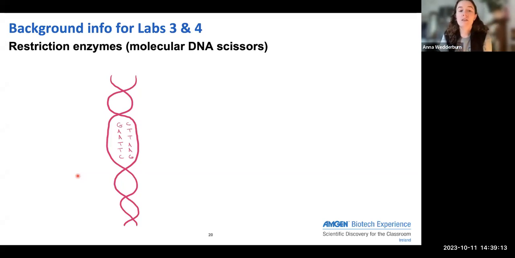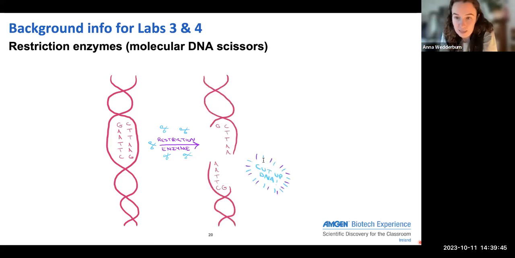So in terms of labs 3 and 4, I'm going to give you a bit of background information that you need before continuing on with them. First thing we need to learn about is something called restriction enzymes. These are enzymes that are able to cut up DNA. So they're essentially a molecular DNA scissors. The way they work is that they're programmed to find and cut specific DNA sequences. So this restriction enzyme here would be floating around searching through DNA until it found this sequence on the screen. And once it finds it, it gets to work and cuts it up. So that's a restriction enzyme, it cuts up DNA.